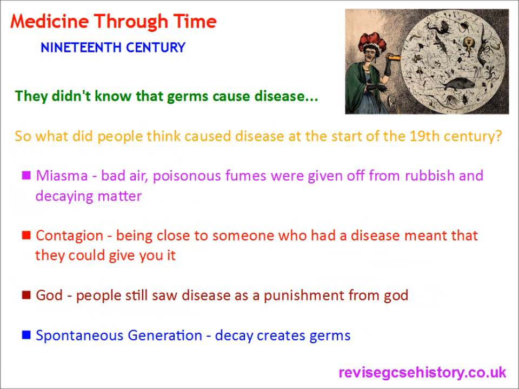We've looked at this slide in a previous video, but we're just going to remind ourselves. They didn't know that germs caused disease in the 19th century, so what did they think was causing disease? If they knew that germs caused disease, they could have done something to improve people's public health, but they didn't. They thought disease was caused by miasma, contagion, God, or spontaneous generation. I'm not going to read through the stuff at the side. As I've said, we've looked at it in a previous video, so pause the video and read through it yourself if you think you need to go over that again.